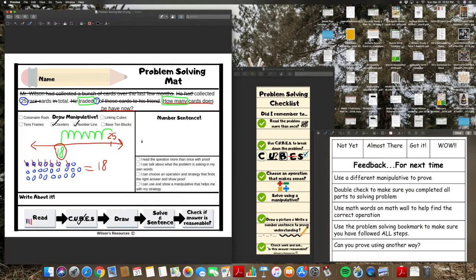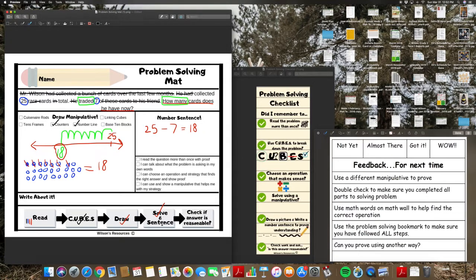And now we're going to show the number sentence just to show extra proof. 25 take away 7 equals 18. Boom. Amazing. So we've drawn our manipulative, check. We've solved. We've given ourselves a number sentence, but we also have this section here.